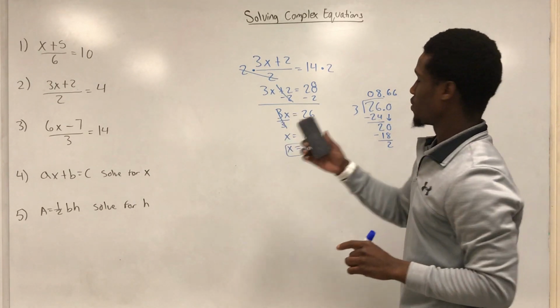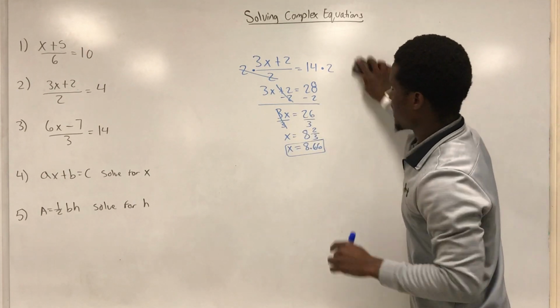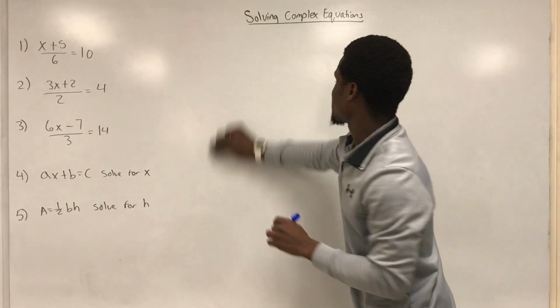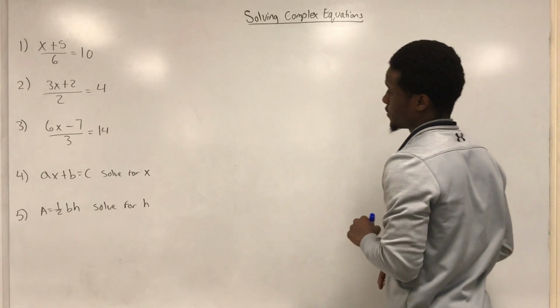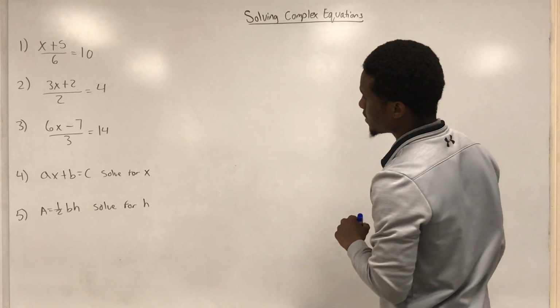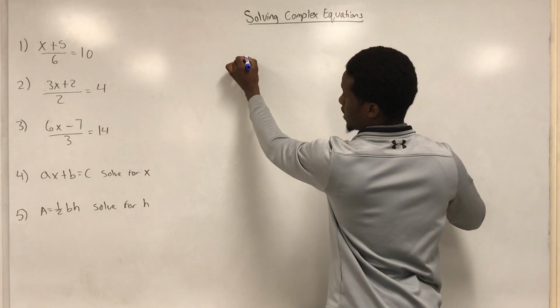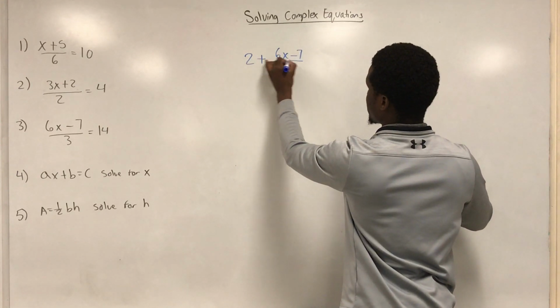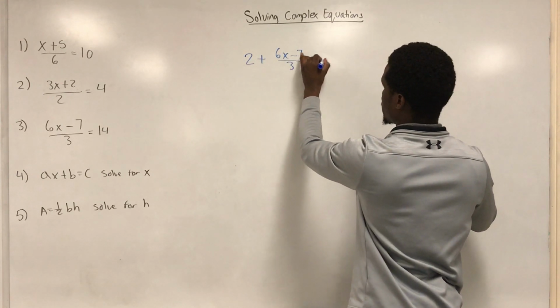Okay, so let's go into our third one. And as you can see, this one's a decimal. It's okay. All right, it's okay if these are fractions or decimals. Let me make number 3 a little bit more complicated. Let's say we have 2 plus (6x minus 7) divided by 3 is going to be equal to 14.